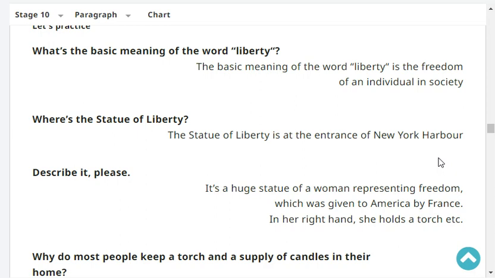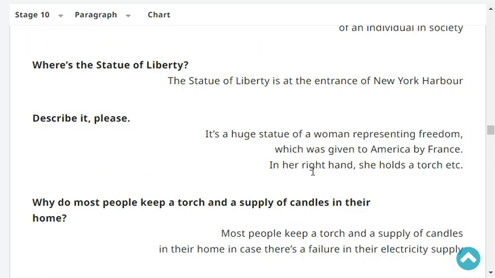The Statue of Liberty is at the entrance of New York Harbor. Describe it, please. It's a huge statue of a woman representing freedom, which was given to America by France. In her right hand, she holds a torch, etc.